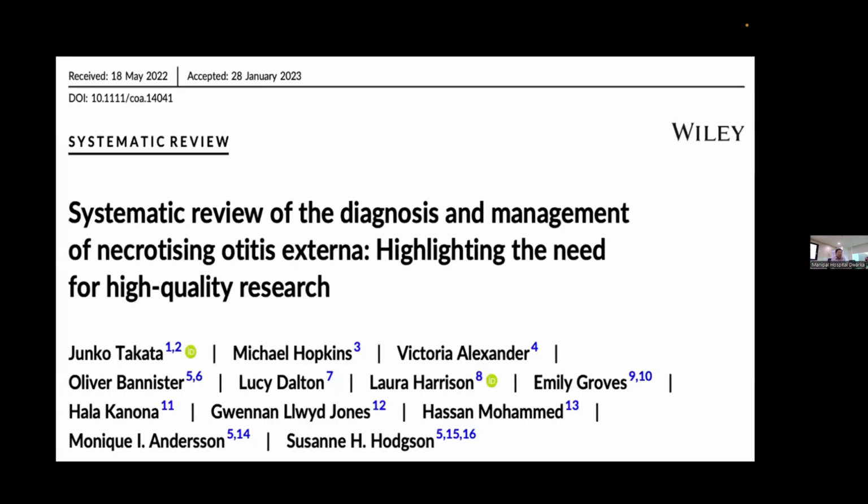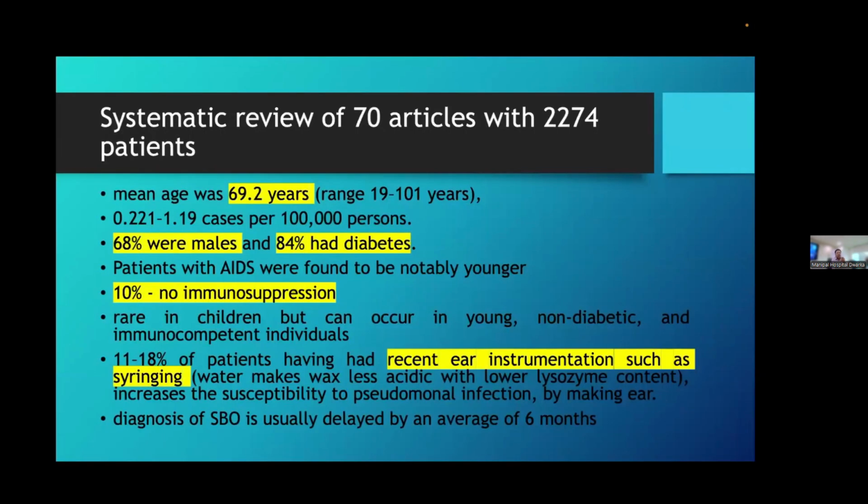So this was a systematic review of the diagnosis and management of necrotizing otitis externa, and it's very recent, 2023. I will be summarizing this systematic review, which consists of 70 articles and involved 2,274 patients, right? The median age of the patient was 69. So it is a disease which is seen in elderly patients and more common in males. Again, the same finding which Dr. Kapil has earlier told. And the incidence was around 0.2 to 1.9 cases per 1 lakh population.